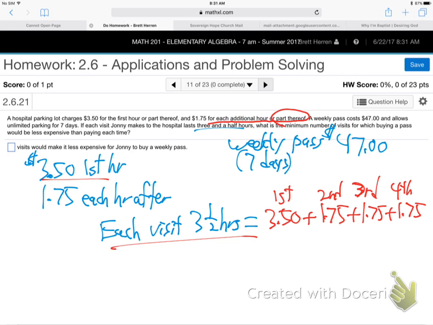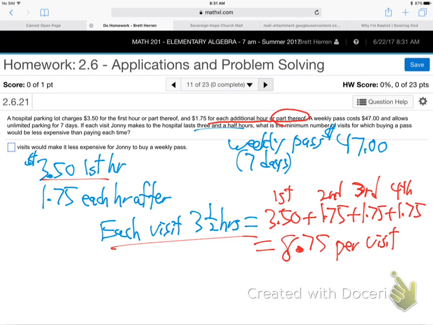So if Johnny visits the hospital for 3.5 hours, he pays $3.50 for the first hour, and then $1.75 for the second, for the third, and the 3.5, the part of the fourth, another $1.75. So what's that add up to be? $8.75? Is that what it is? Thank you. So every time Johnny goes, he pays $8.75 per visit in parking fees. Is that making sense so far? I just added those up. $8.75 per visit when Johnny visits for 3.5 hours.